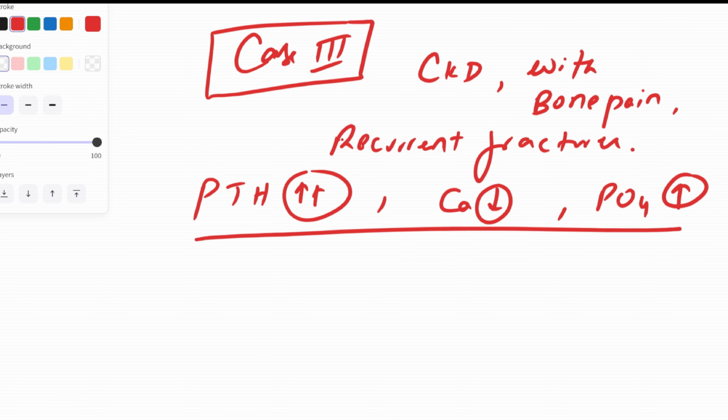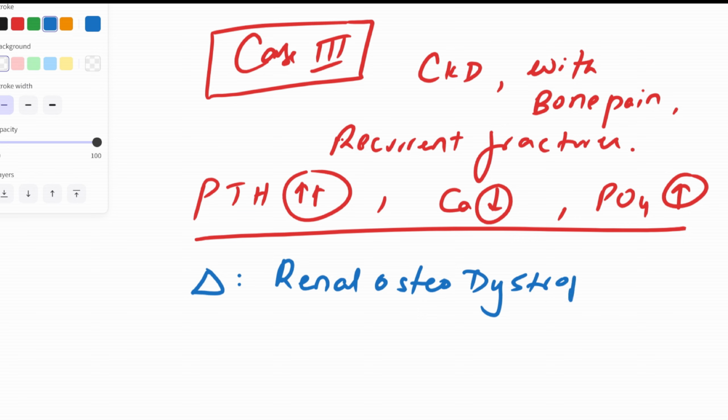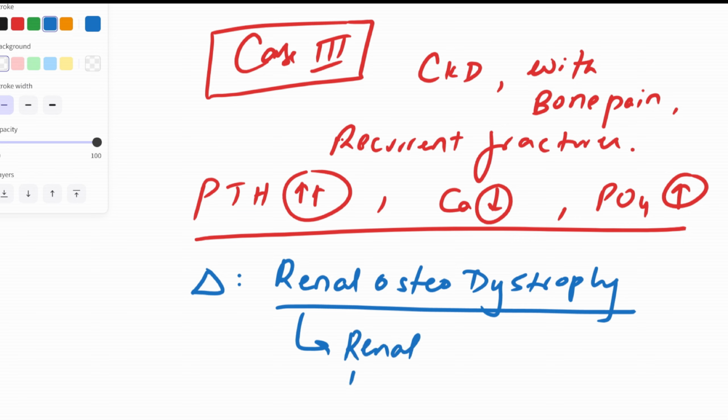Okay, so coming to the biochemical correlation here, this is a classic case of renal osteodystrophy, which is a complex bone disorder seen in CKD patients. Even if he gets enough vitamin D from sun or supplements, his failing kidneys cannot perform the crucial second hydroxylation step. The damage occurs to renal tubular cells, and the impaired 1-alpha hydroxylase enzyme prevents the conversion of 25 OHD to 1,25 OH2D, which is calcitriol.